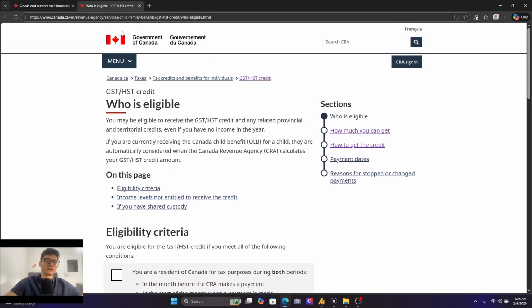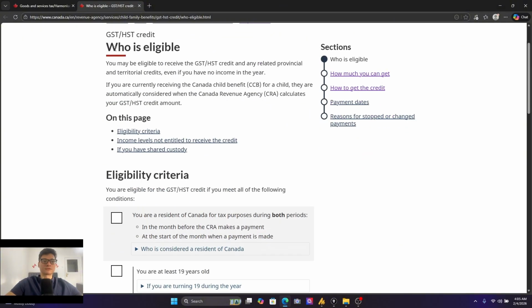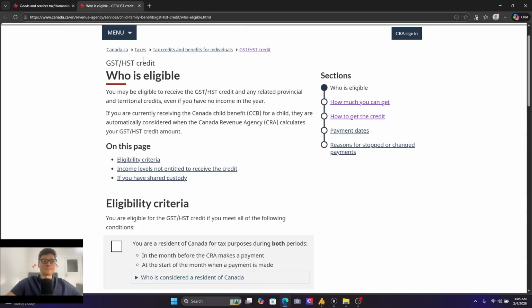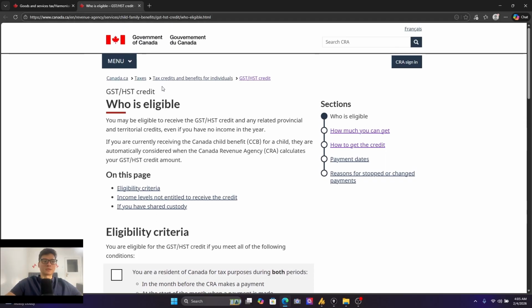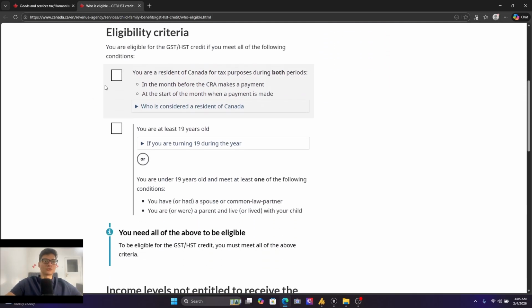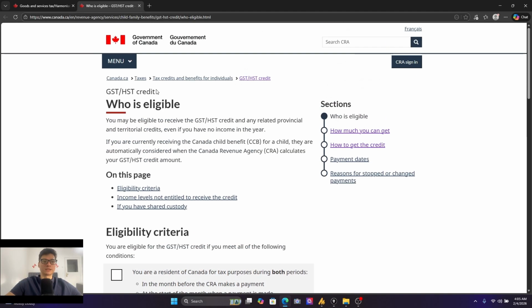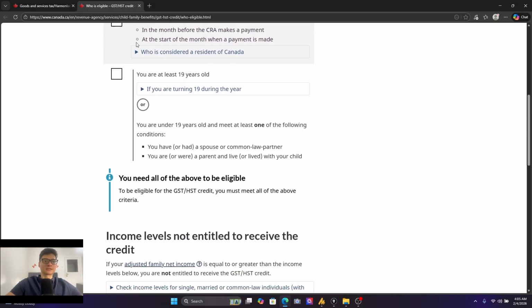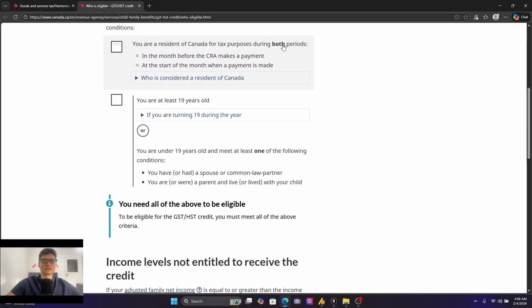So if you go on the Government of Canada website, you can find this GST HST credit page, which tells you who is eligible for this, how you receive it, and what is the amount that you can receive. If you look at eligibility here, it says that you must be a resident of Canada for tax purposes. Okay, so you have to be a resident of Canada for tax purposes. This is not a legal immigration thing. This is just for tax purposes.